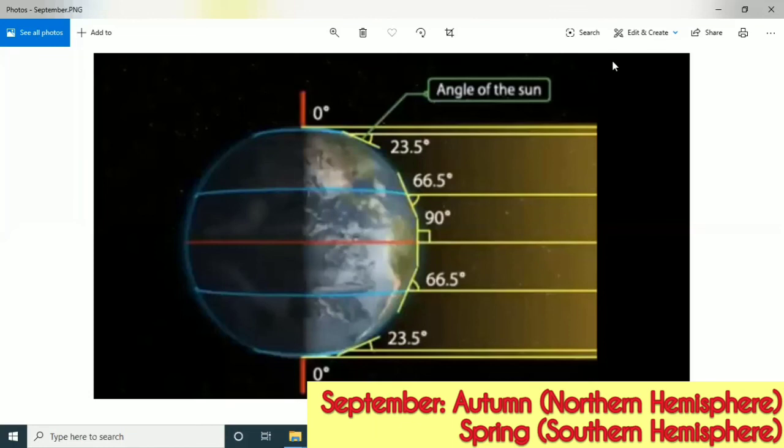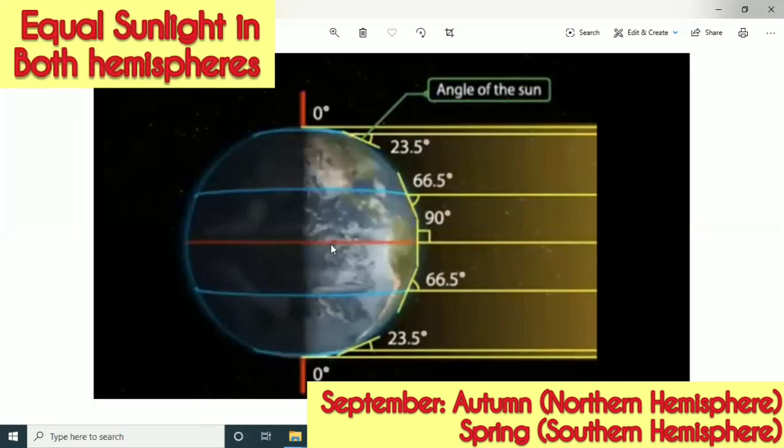In September, it's not too cold, not too hot. What season do we have? We have autumn. And in autumn, what happens? The sun is directly shining on equator. So your northern and southern hemisphere get equal amount of sunlight. And we have autumn. Let's move on and let's see one last season, which is, yes, you're right, winters.